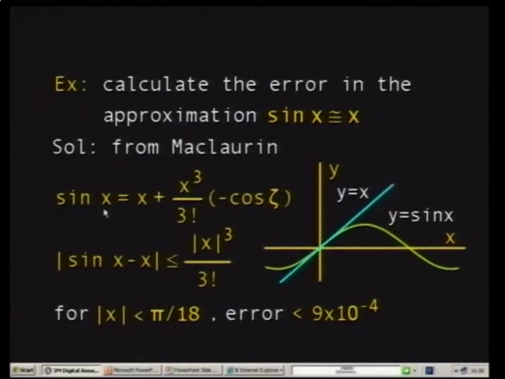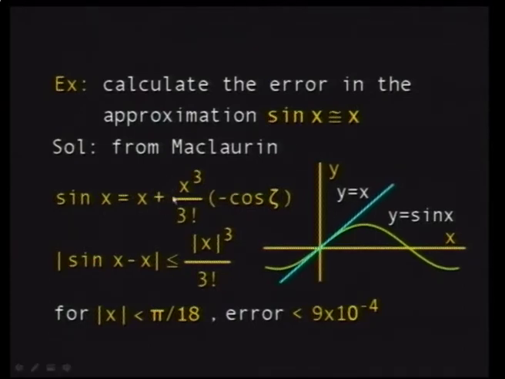You can say that sine x is equal to x plus x squared over factorial 2 times the derivative of the sine, which is cosine x at a point in between. But instead of saying this, what you can do is take the third expression, in other words, you truncate after x squared.